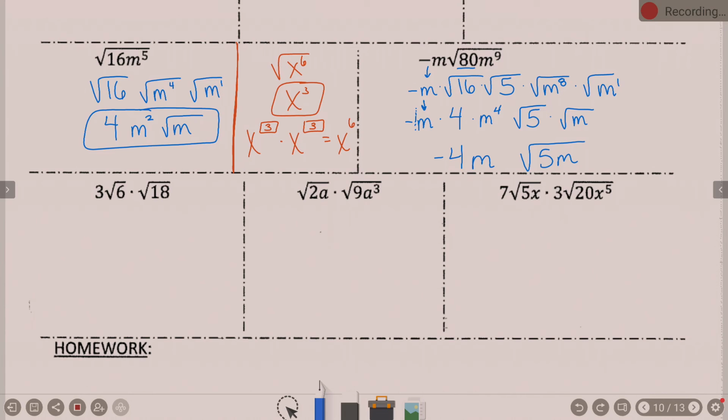And then we have m times m to the 4th, which is going to be m to what power? If it's m times m to the 4th. Oh, to the 5th. When the bases are the same, we keep the base of m and we add the exponents. 1 plus 4 is 5. So the final answer there is negative 4 m to the 5th square root of 5m.